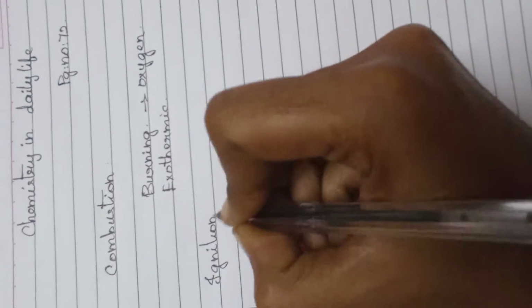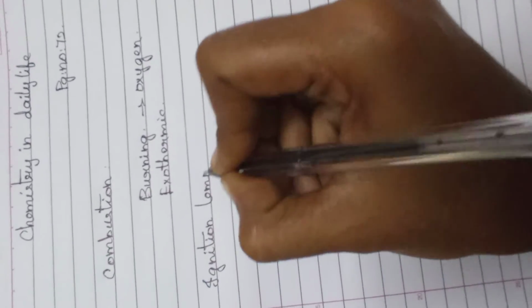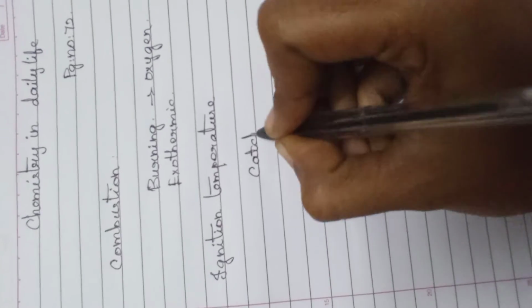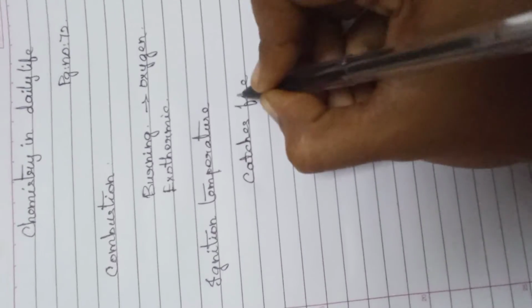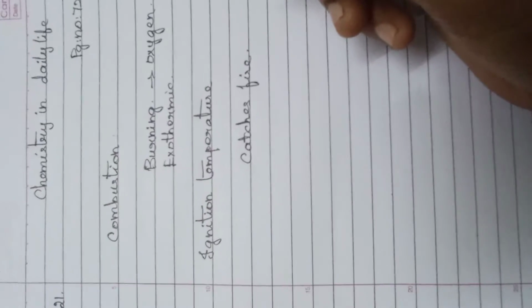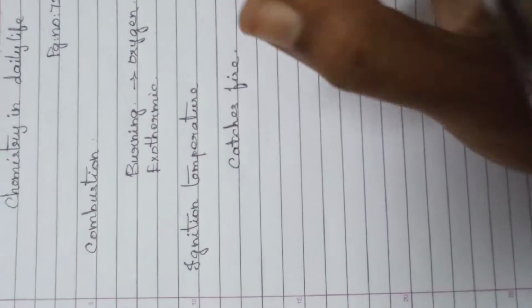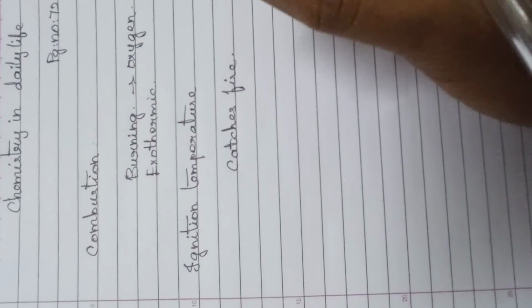The next topic we are going to discuss today is ignition temperature. So what is meant by ignition temperature? Ignition temperature is nothing but the minimum temperature at which a substance catches fire. Only at this temperature will the substance catch fire. Not every substance has the same ignition temperature. Each and every substance has a slight difference in its temperature level.